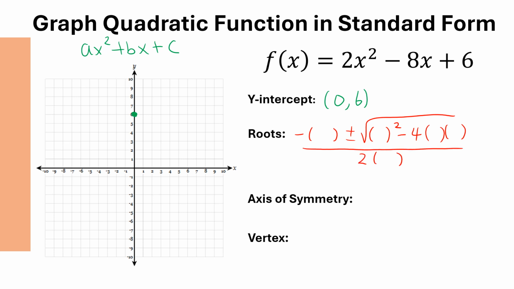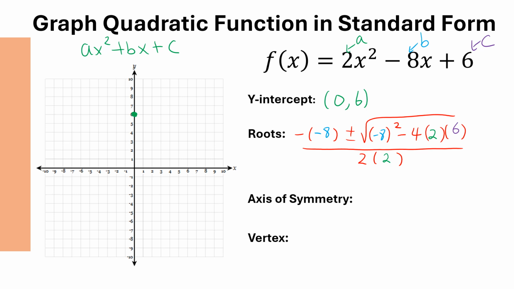So my a is the number in front of x squared, which is 2. And then my b is the number in front of x, so that's going to be negative 8. And then c is my constant, 6. So now I'm going to plug that into my quadratic formula. So negative b, so that's going to be negative negative 8, plus or minus the square root of b squared, so negative 8 squared, minus 4 times a, which is 2, times c, which is 6, all over 2 times a, which is 2. So now I'm just going to simplify this quadratic formula.